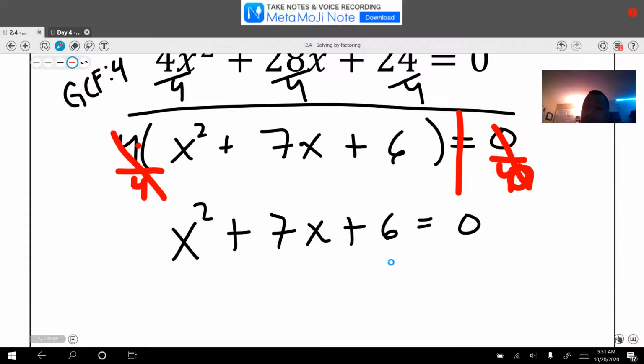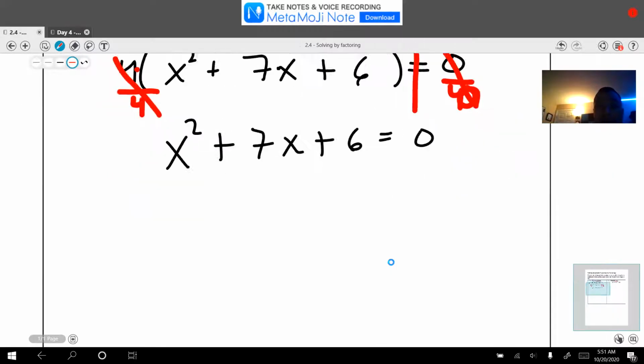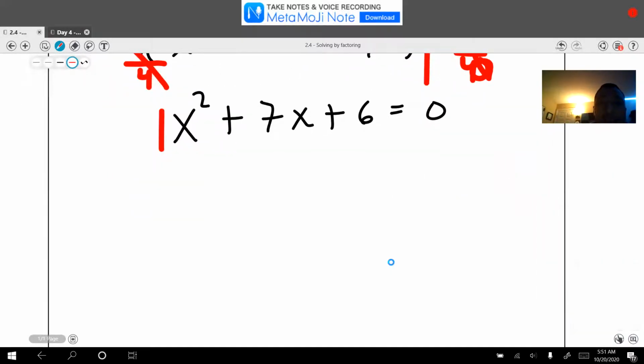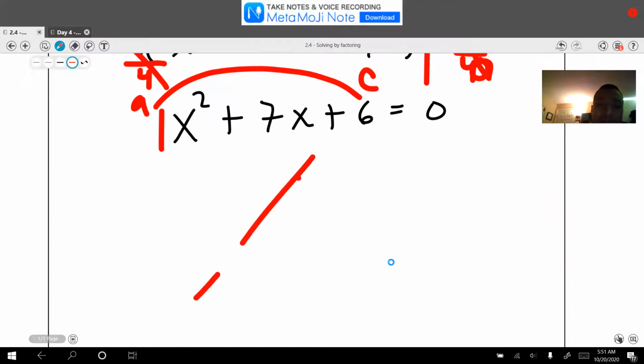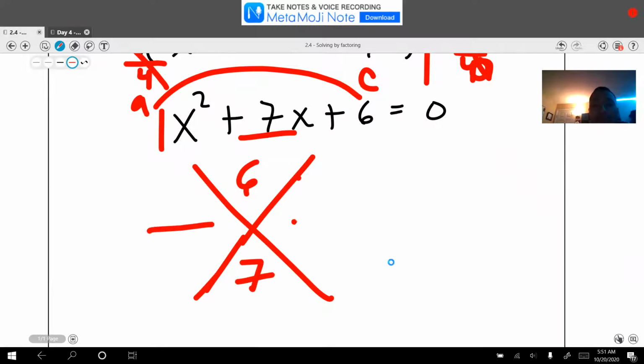But now, because we do have an equation, it makes it possible. So from here, we're gonna go ahead and do the emoji method. I know that that's a 1, so I'm gonna multiply my A times C. So that's going to be 6, and my b value is going to be right there.